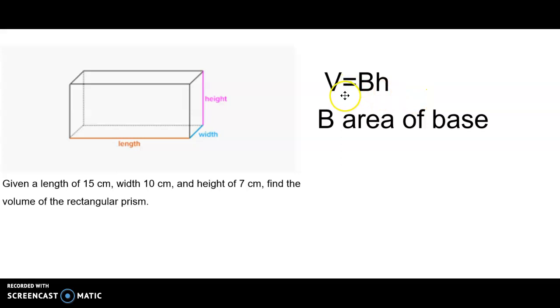When we use the formula for the volume of a prism, we can see that the big B is the area of the base. So whatever the base is, whether it's a rectangle, a triangle, square, whatever shape it is, we have to find the area of that first and then multiply that area by the height.